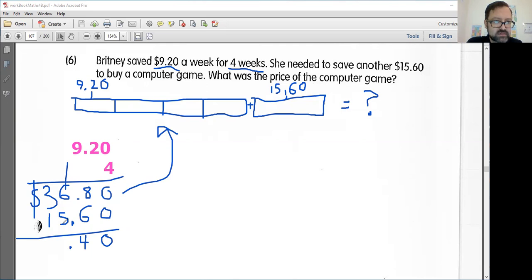All right, 6 and 1 is 7. This should be 12. Carry your 1. We should end up with $52.40. Don't forget your dollar sign.